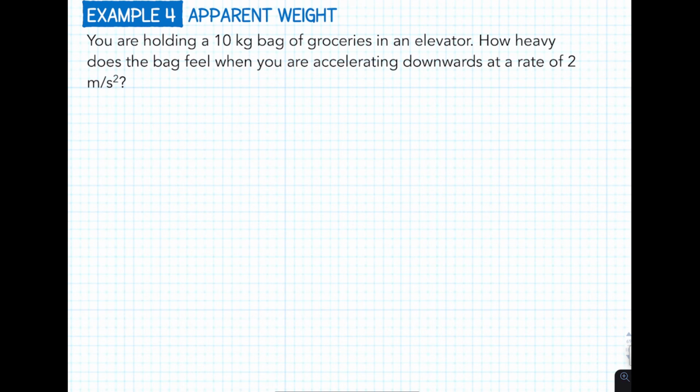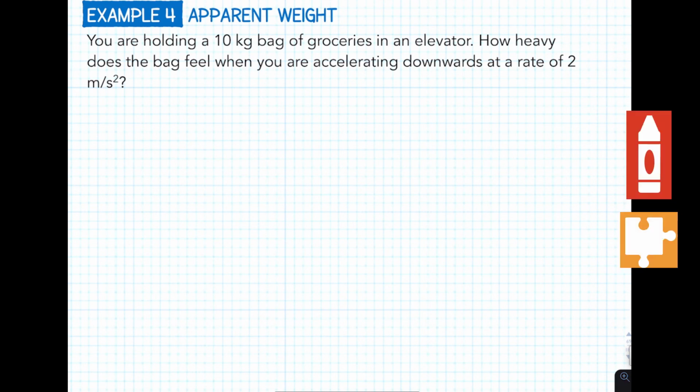So we're going to do one example. Let's say you're holding a 10-kilogram bag of groceries in an elevator. How heavy does the bag feel when you are accelerating downward at a rate of 2 meters per second squared? And we'll do this one together. So let's draw this out. So here is your hand. It's not a good drawing of a hand, but whatever. And here's our bag of groceries.